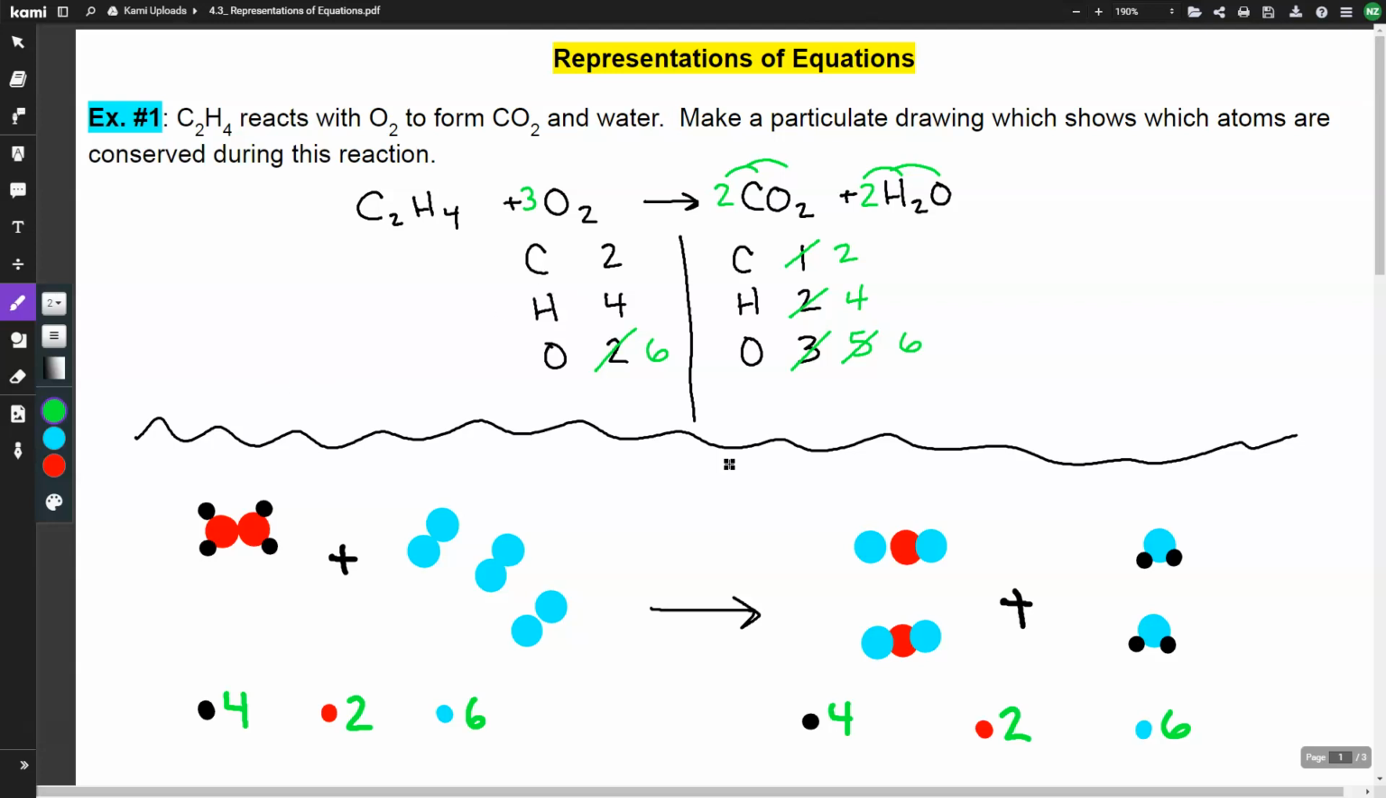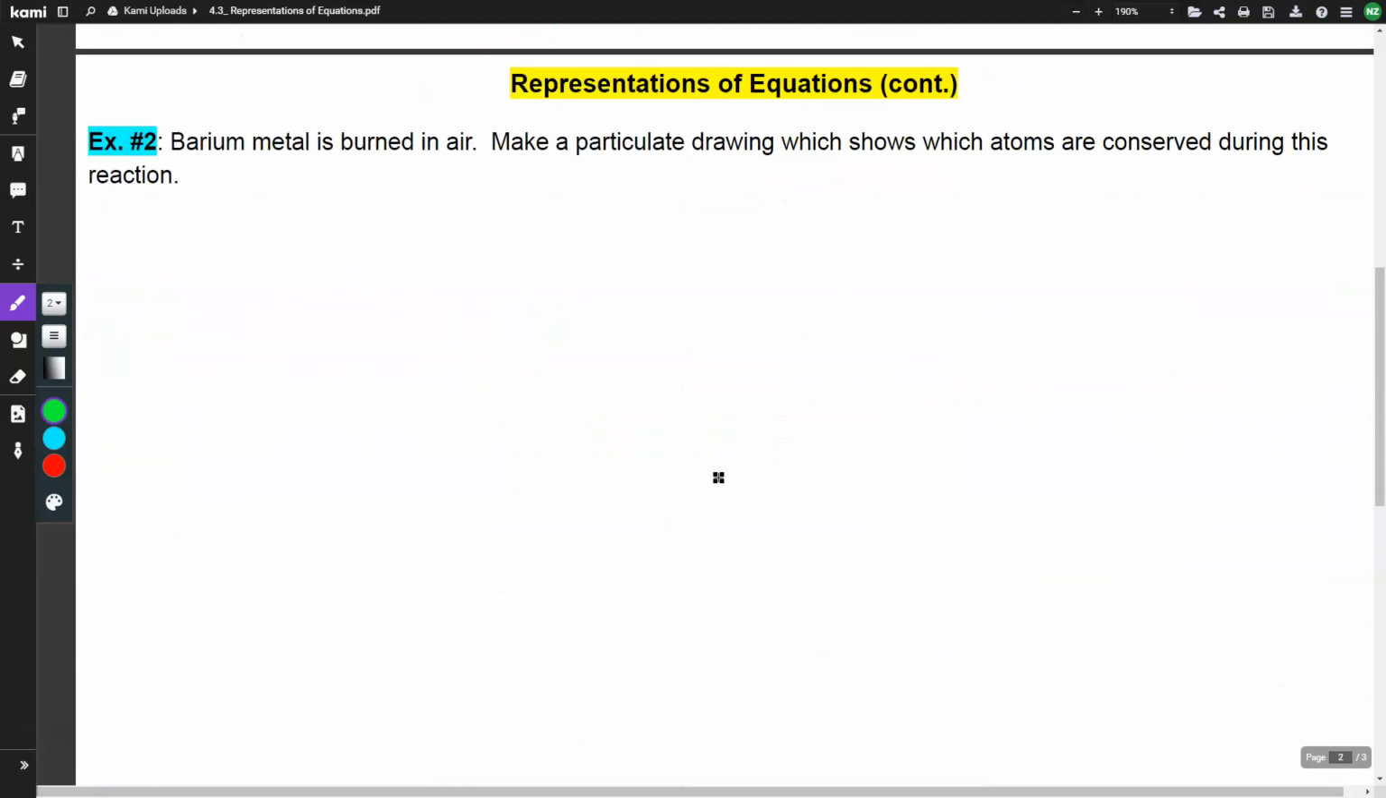So on the next one, I'm going to do it black and white, just like you're going to be doing on the test if you have to draw one. The only reason I used colors this time is so that you can see easily that the particles balance. So let's take a look at the next one. It says barium metal burns in air. Make a particulate drawing showing which atoms are conserved during this reaction.